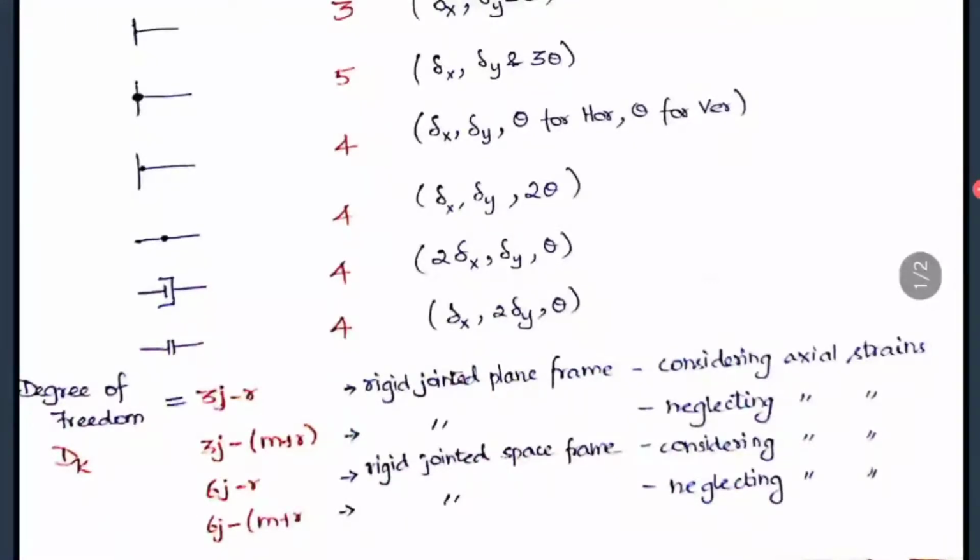The next case is a rigid jointed space frame considering axial strains, which is 6j minus r, whereas minus m should be added for the case of neglecting the axial strains. In the question they will particularly ask about neglecting the axial strains. If that is the case, you should go for this. If nothing is given, you have to find the general one, that is, considering the axial strains is enough.